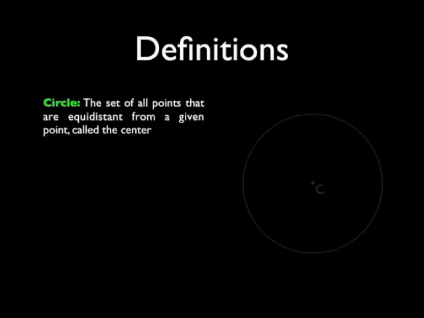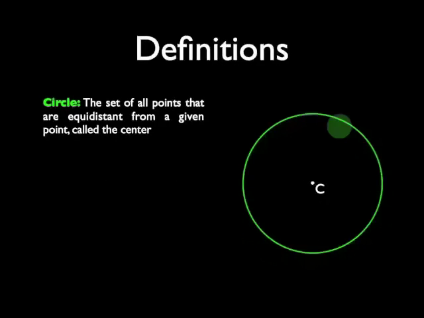The first definition being a circle. That is the set of all points that are equidistant from a given point, called the center. We name a circle according to the point at its center. So this would be circle C. But please note that point C is not on the circle, it's just used to name it.